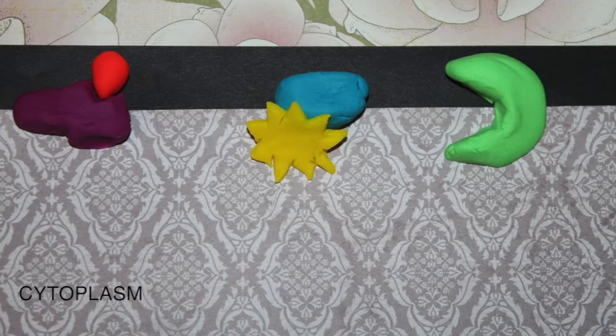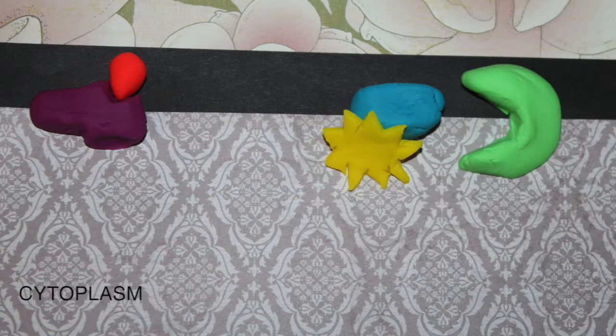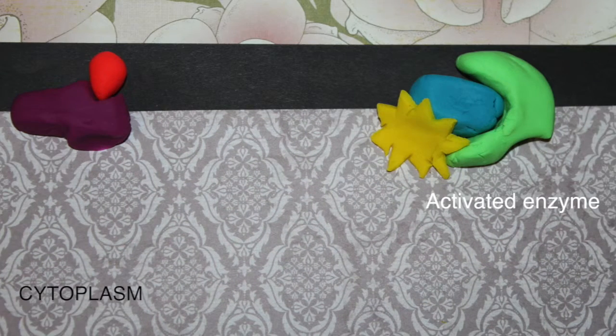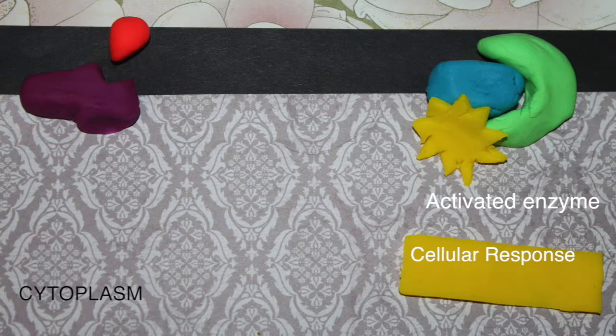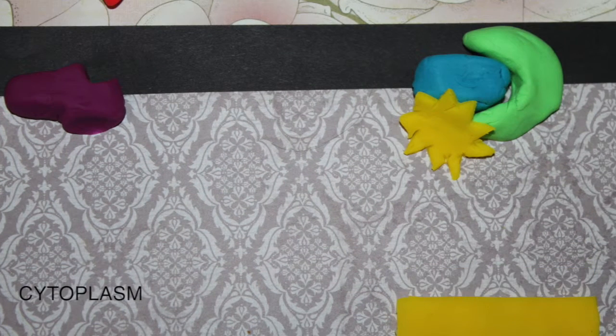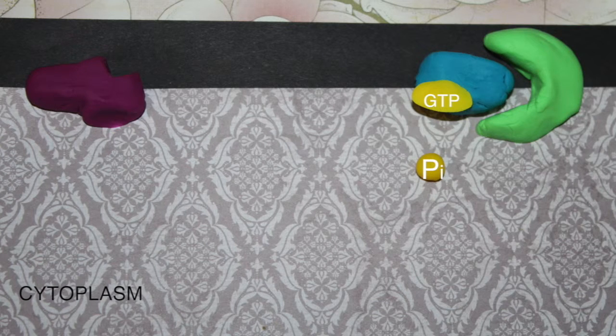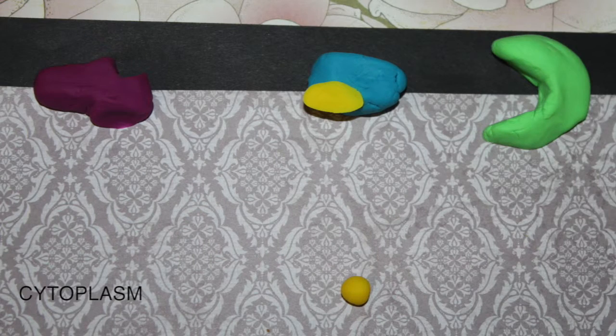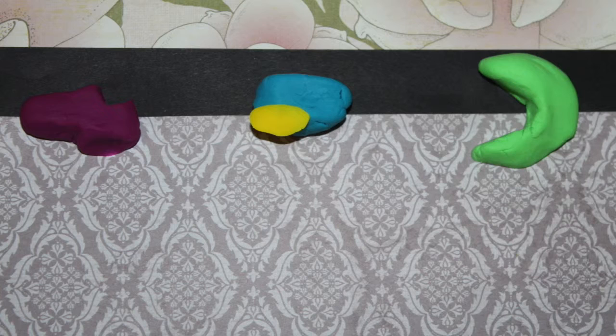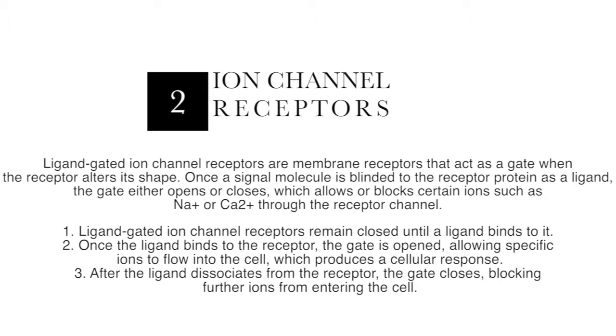The activated G protein dissociates from the receptor and binds to an enzyme, therefore activating it, causing a cellular response. The G protein also functions as a GTPase enzyme and hydrolyzes its GTP to GDP, returning the G protein to its original state.